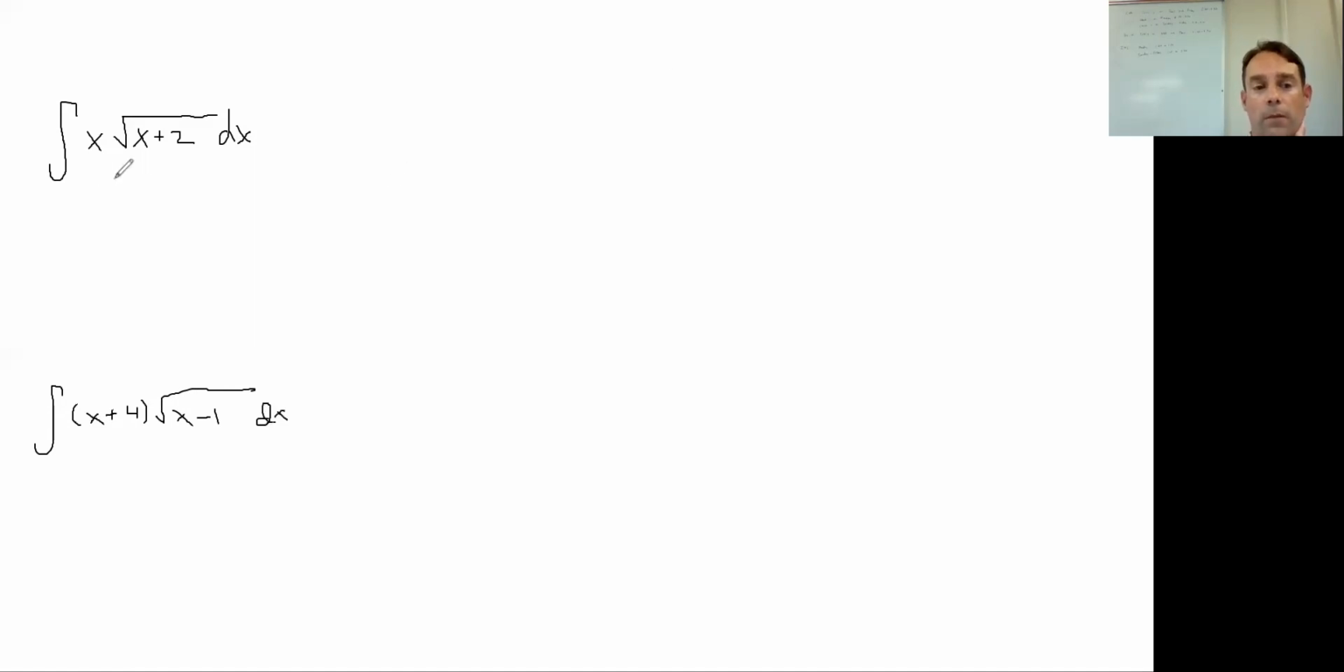Well, you know what I'm going to do. I'm always going to rewrite it. So x plus 2 to the 1/2 times x dx. All right, so we got to get an inside function. I can see my inside function pretty clearly. So u equals x plus 2.